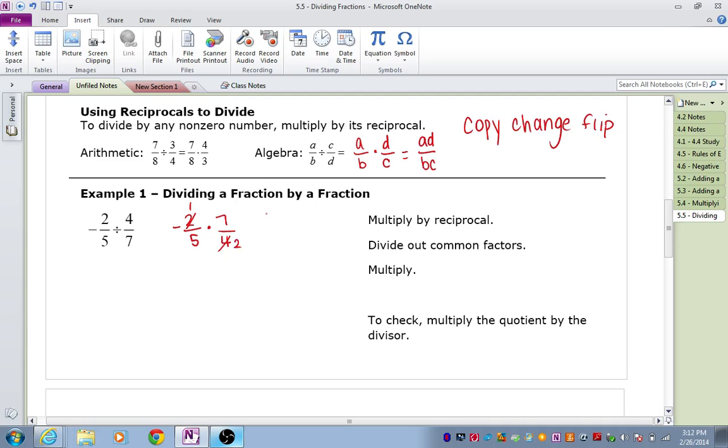1 times 7 gives us 7. 5 times 2 gives us 10. And a negative times a positive is a negative. So it's -7/10.